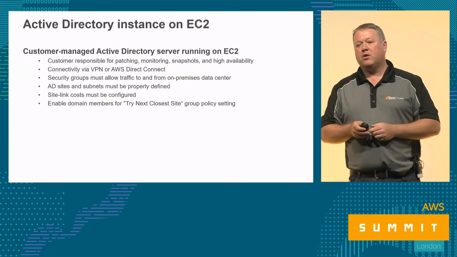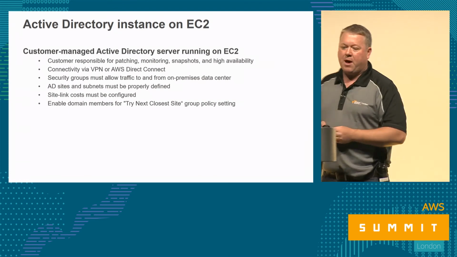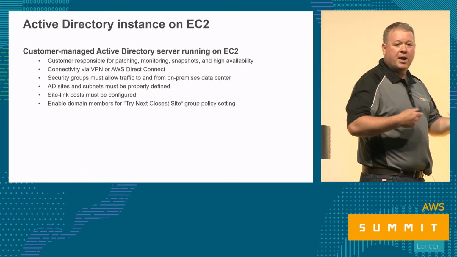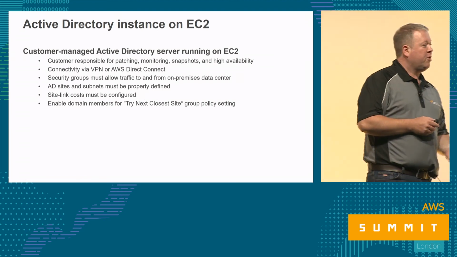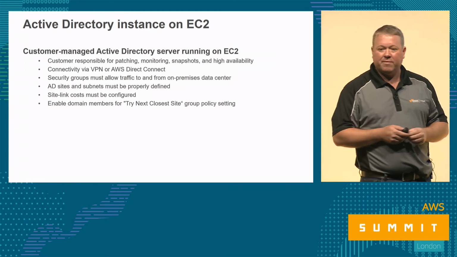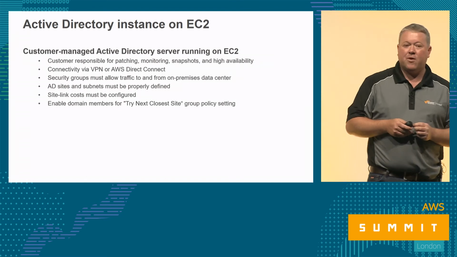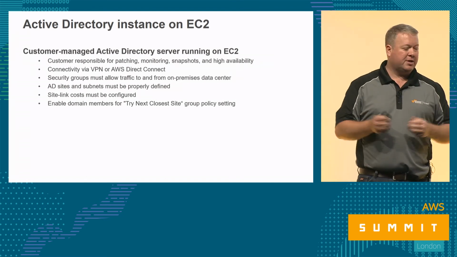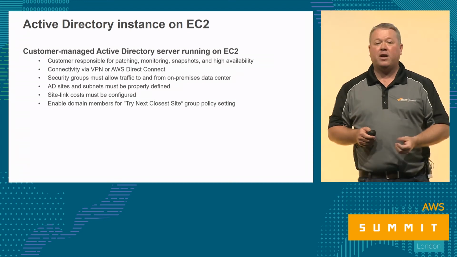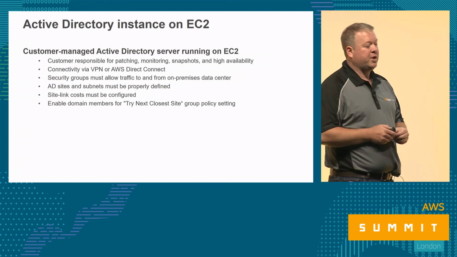So, Active Directory instance on EC2, and we'll go through the architecture shortly. Here we're talking about it's the customer's responsibility. Where we say we manage all those items with the managed service, it's the customer's responsibility for patching, for the snapshots, ensuring you've got high availability. Security groups, you've got to make sure that they allow the traffic in the directions you need, network access control lists. You need to make sure that sites and services is properly configured, including site costs. So site cost is the key here.